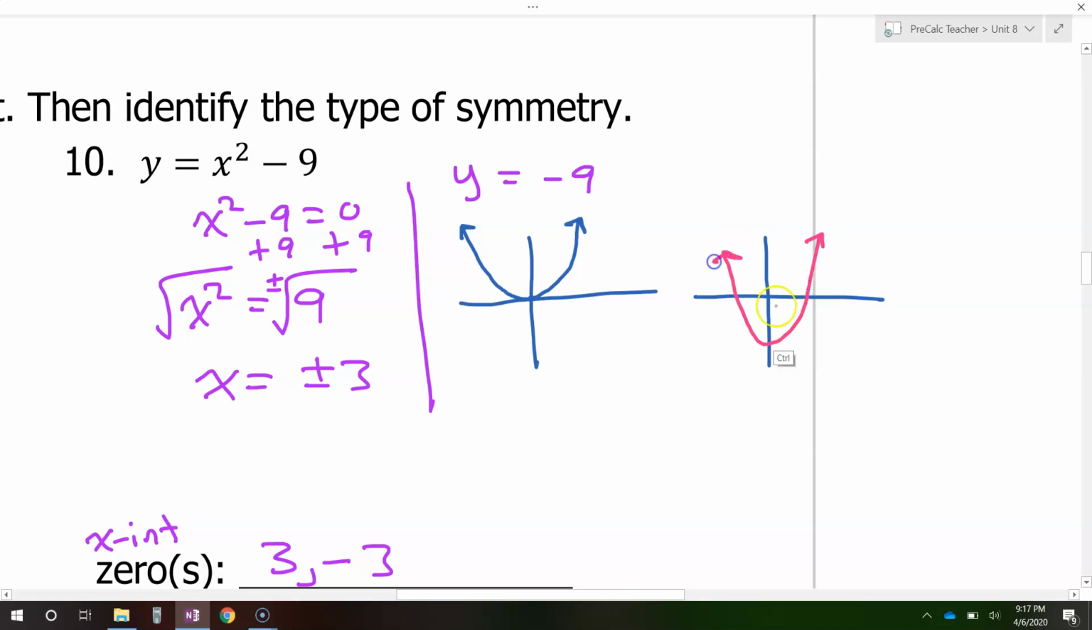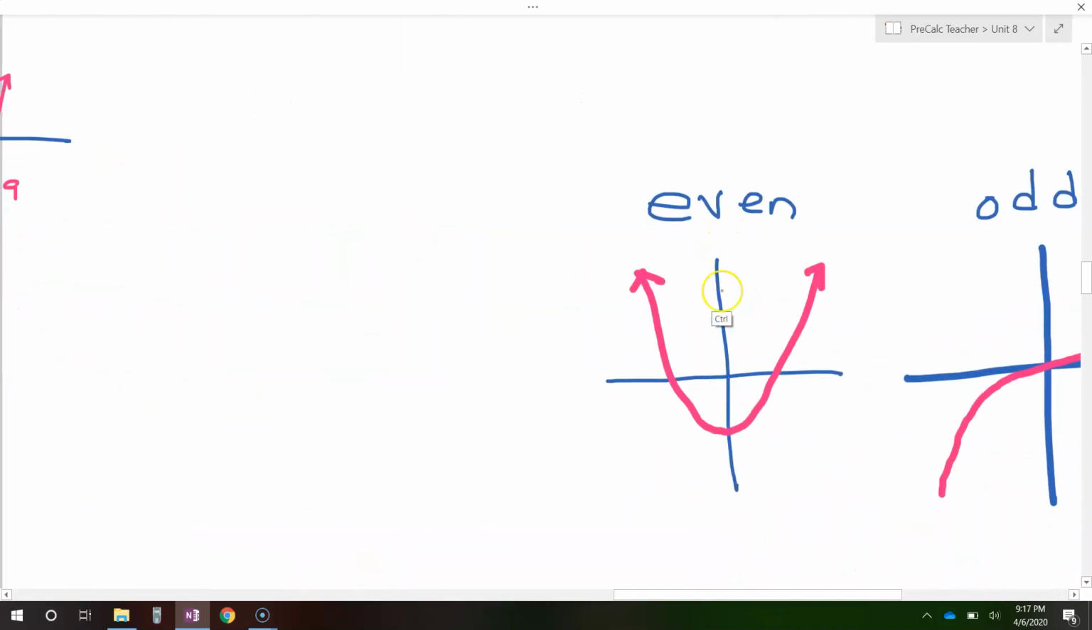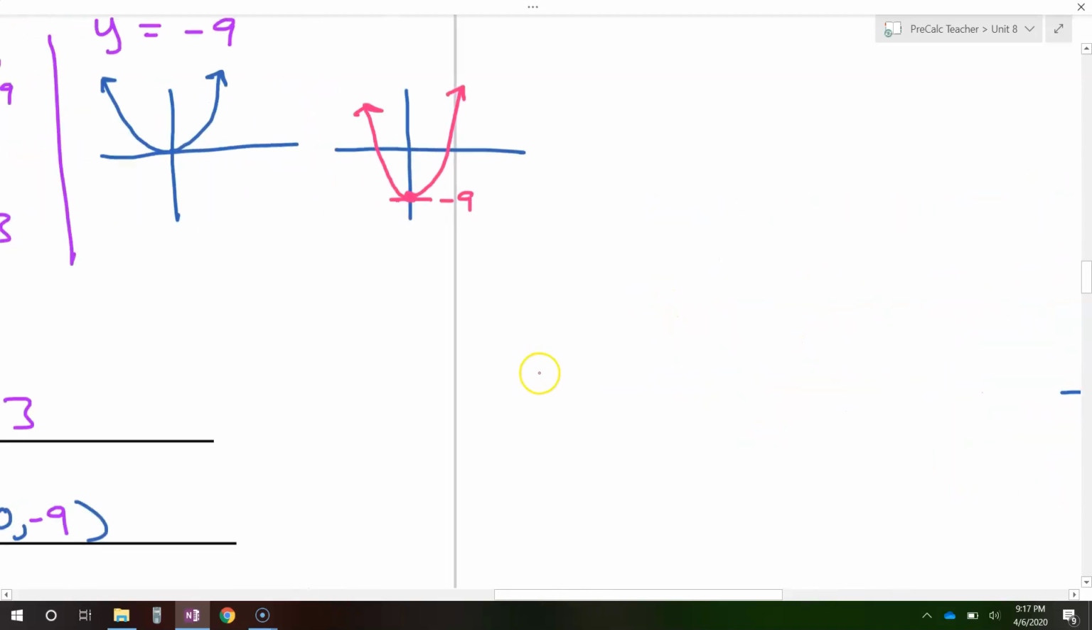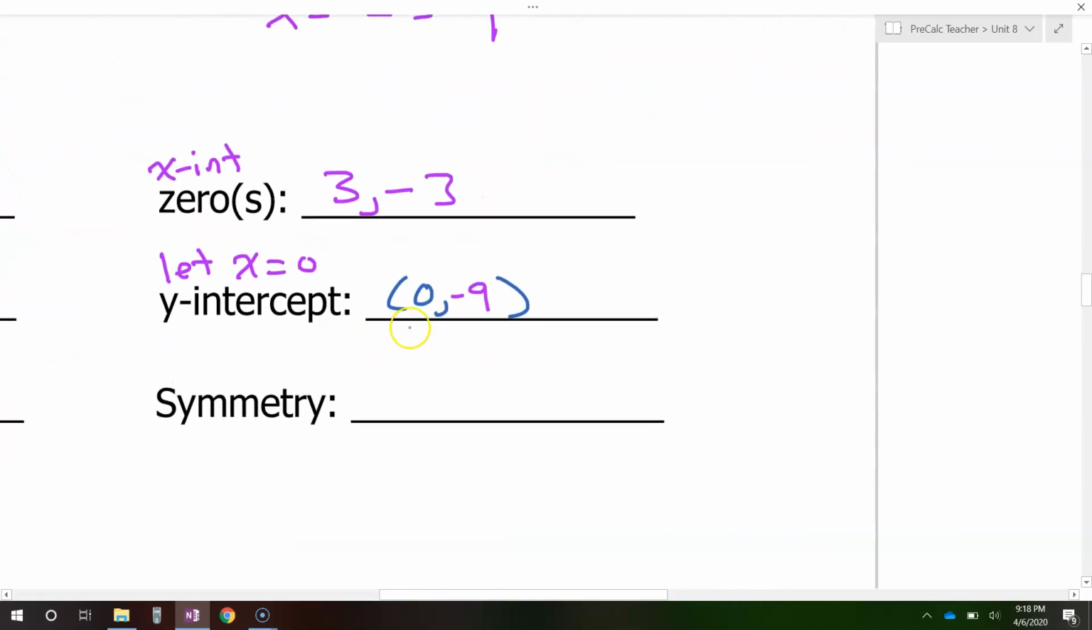All right, and this right here is now at negative 9. All right, we moved down 9. But notice this still has even symmetry. It's still symmetric around the y-axis. If we had moved it left or right, it would not be even. But we moved it straight down, so it still has y-axis symmetry. So we can still say even symmetry.